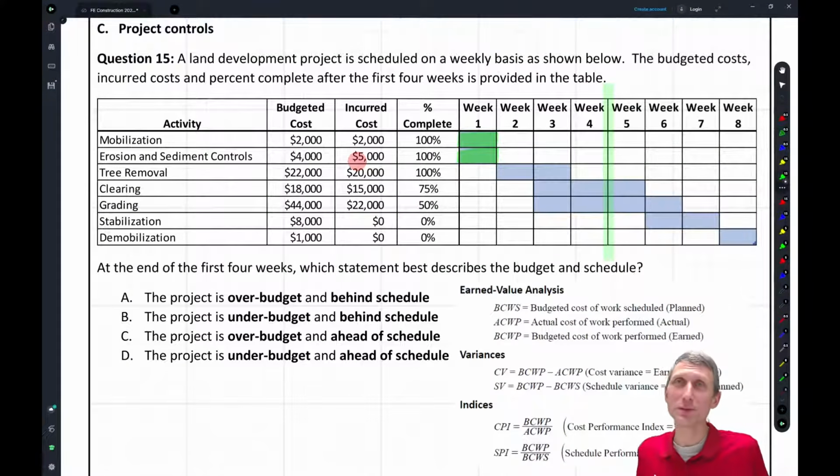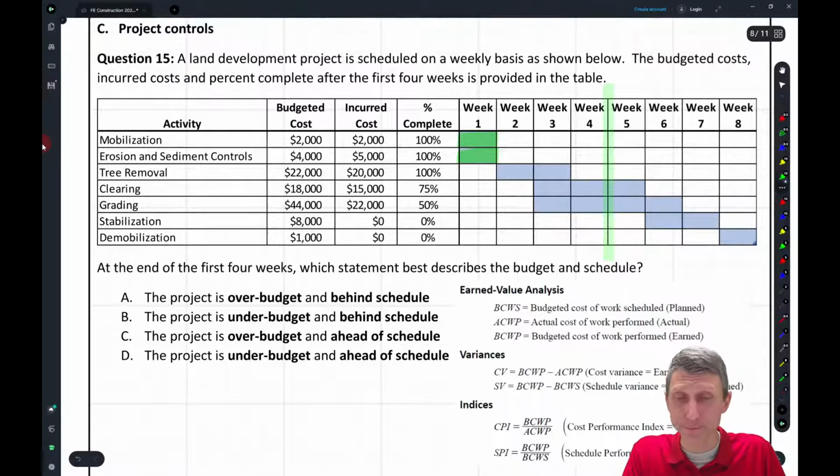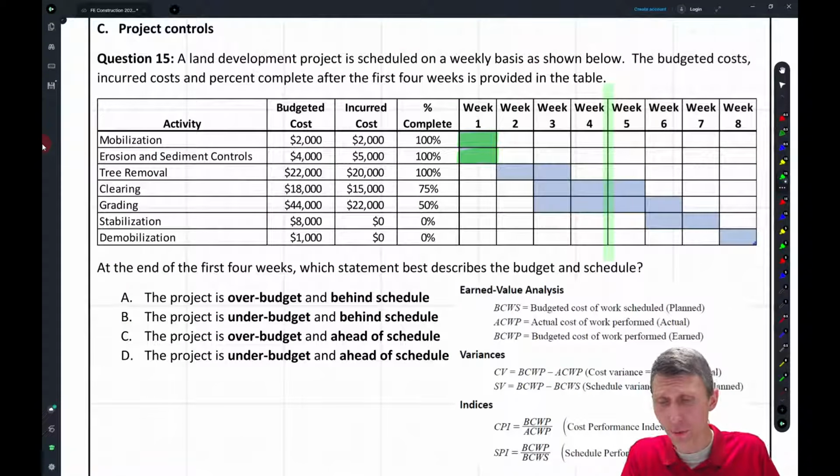I almost made the schedule more complicated with erosion and sediment control maintenance in there, but I wanted to pare it down a little bit. So I just left that as it was. Let's say it took a little bit of extra money to get them in. Okay, what's next? Tree removal.